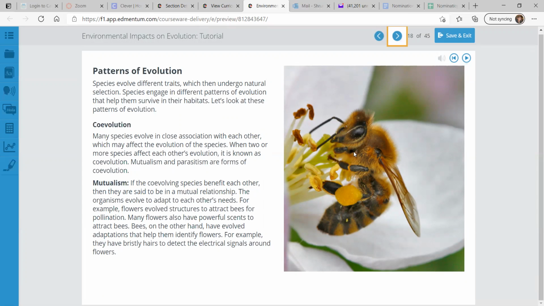For example, flowers evolved structures to attract bees for pollination. Many flowers also have powerful scents to attract bees. Bees, on the other hand, have evolved adaptations that help them identify flowers. For example, they have bristly hairs to detect the electrical signals around flowers. So this type of relationship is very common in nature, a give and take, a gentle balance.